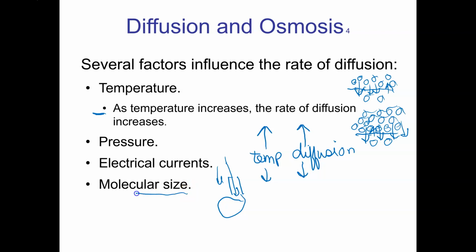And then size. Smaller molecules are able to move easier across the plasma membrane. They can fit across. If you have something really large, it's not going to be able to fit through the phospholipid bilayer as effectively. But something really small is going to be able to go right across.